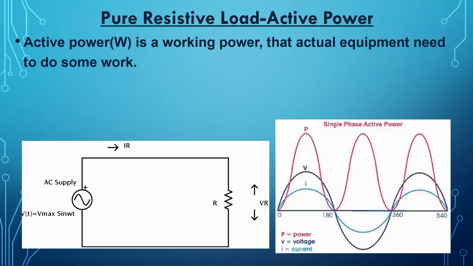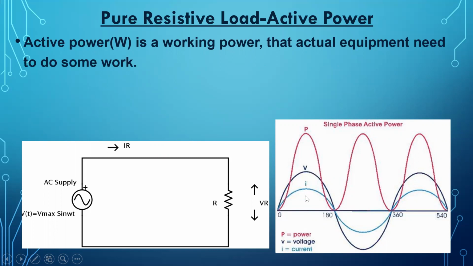In the waveform for pure resistive loads, the voltage and current are in phase with each other. At point 0, both are starting together. At 90 degrees, both are at maximum.